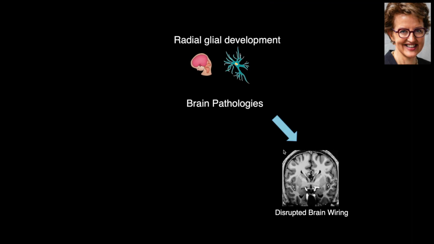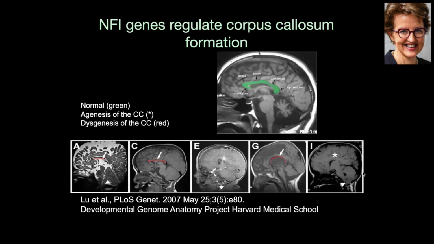And what about disrupted brain wiring? How are the NF1 genes involved in disrupted brain wiring? So NF1 genes were, as I showed you before, shown to regulate corpus callosum formation, even from this early paper in 2007 from the Developmental Genome Anatomy Project at Harvard Medical School.